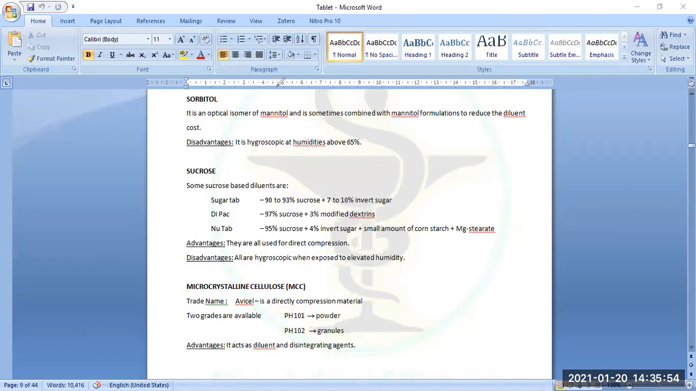So this is all about the diluents which are used in tablet preparation. Okay. If you have any question, you can ask.